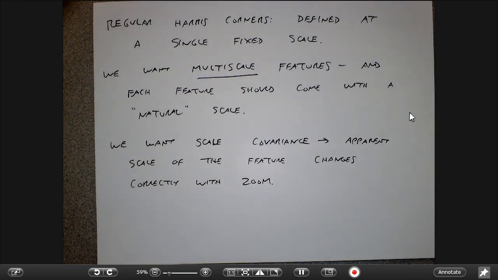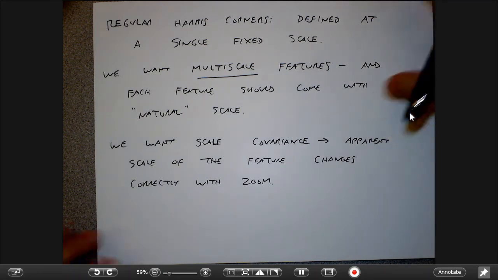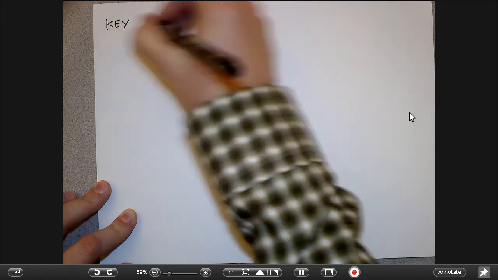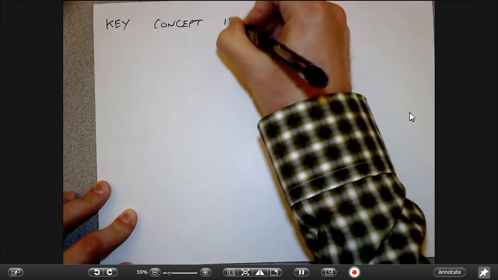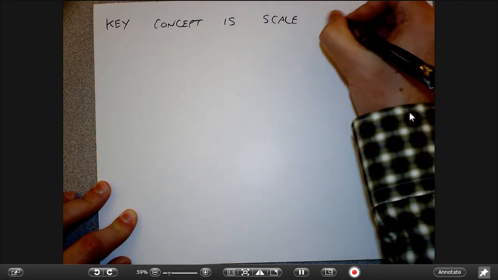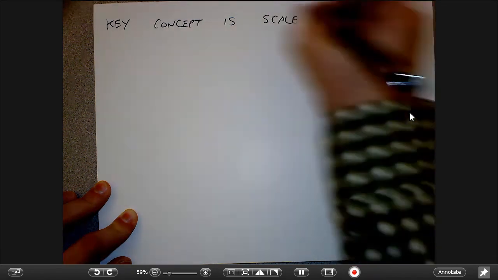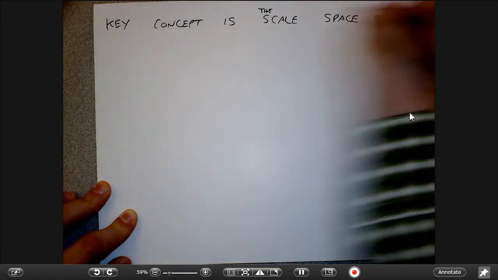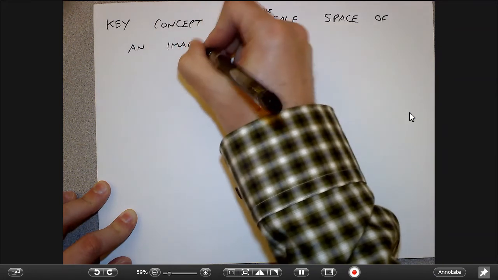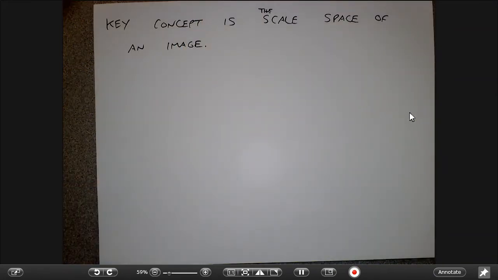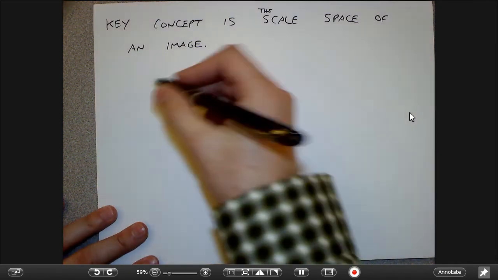All right, here we go. So, key concept. Apparently this is paper from before. So the key idea is what's called scale space, the scale space of an image. Now, let's not overthink this.